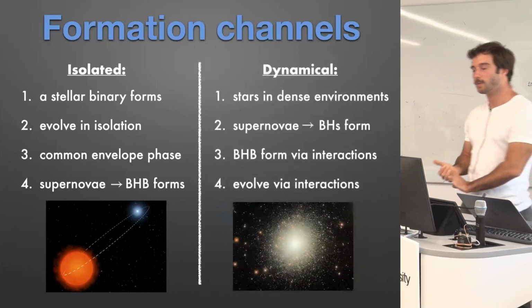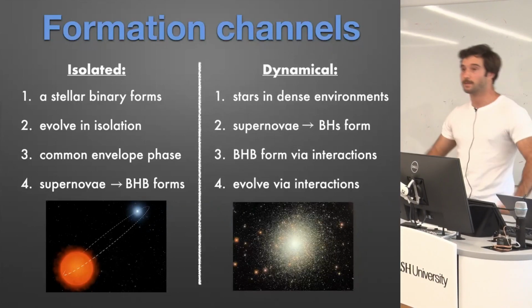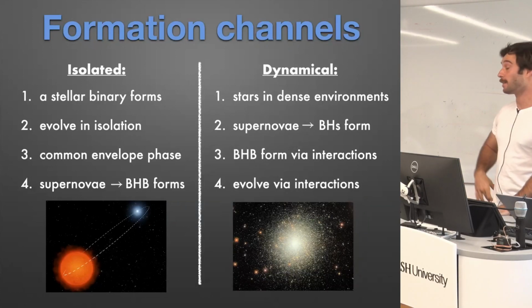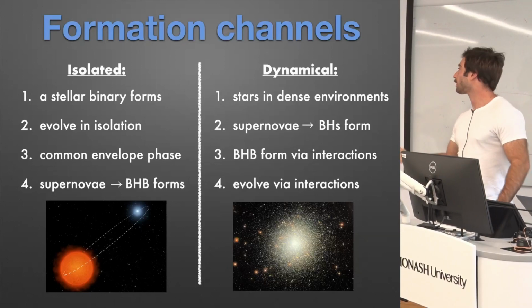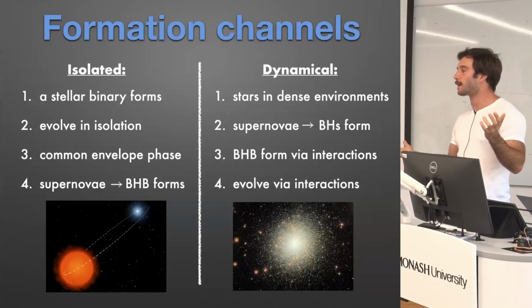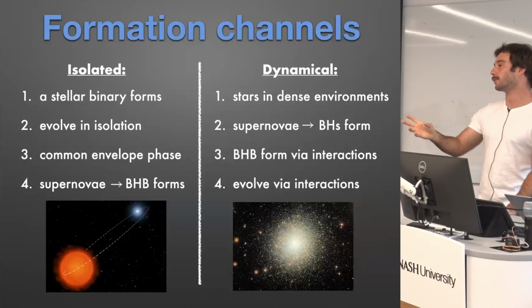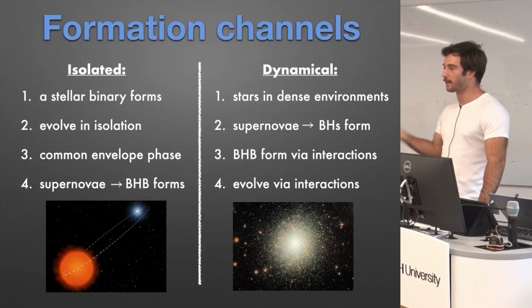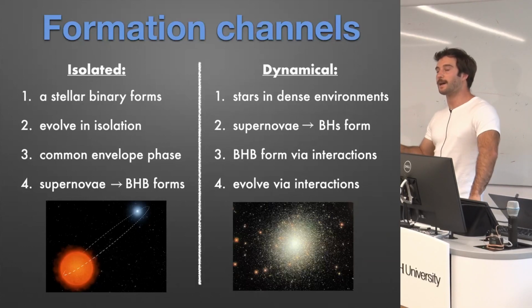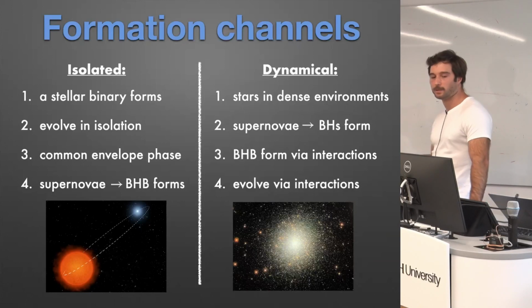On the flip side, we have the dynamical channel, which is where you have stars that form in a dense stellar environment, such as a globular cluster, and then they go supernova and form black holes. Then these black holes sink to the core due to mass segregation. They undergo a whole bunch of interactions, like 2 and 3 body scattering, and then eventually form a black hole binary. Then that black hole binary goes on to evolve via similar 3 body hardening and things like that. And as a result, the orbit can shrink significantly and also quite a lot quicker than it would through purely gravitational wave emission.